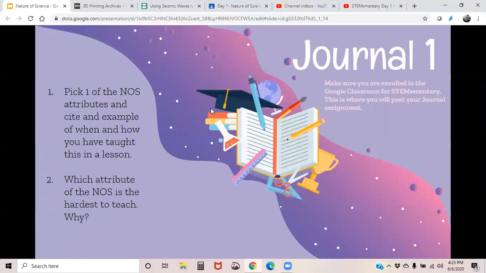And then number 2 is, which attribute of the nature of science do you think would be the hardest to teach, or do you think is the hardest to teach? And then explain why, right? So what makes that difficult for you to teach? And there's no right or wrong answer. This is a reflection for you. And so it could just be what's hardest for you to teach.